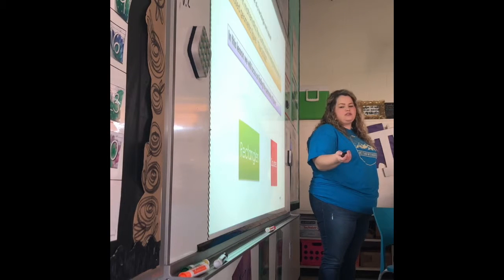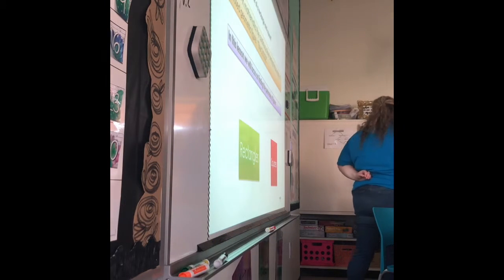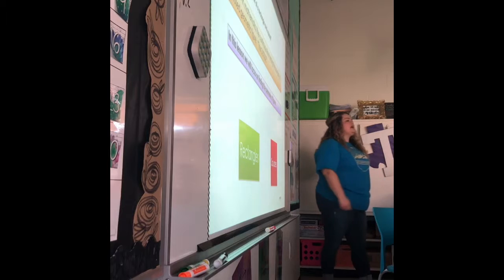What do you know about these two sides of a rectangle? They're the same. Okay, they're of equal length. And what about these sides? They're the same. Okay, Kason, what do we know about a square? A square has 4 equal sides.